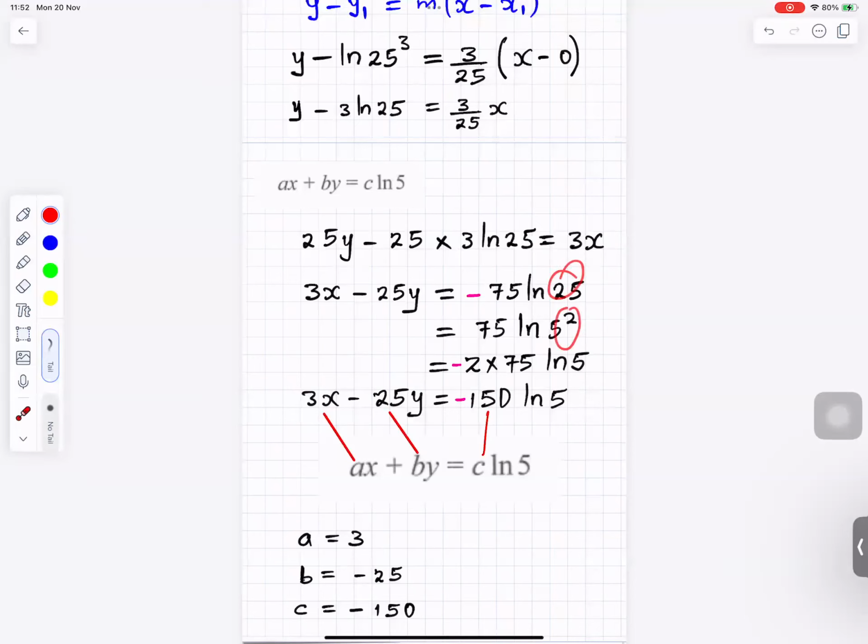25 is 5 squared, so the 2 comes to the front. 2 times 75 is 150. So it's minus 150 ln 5. So when you write this down, you will have your C is minus 150, B is minus 25, and A is 3. That's the answers.